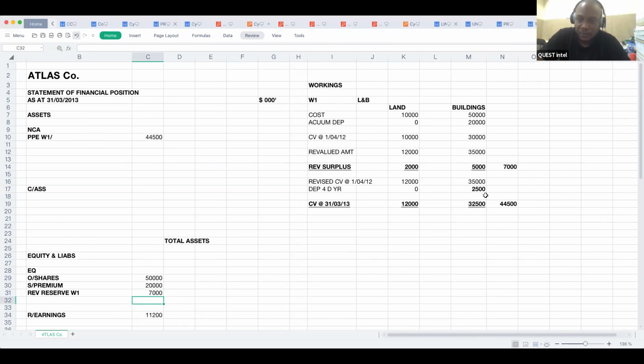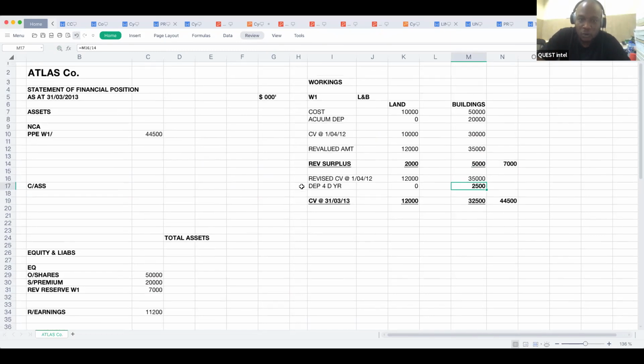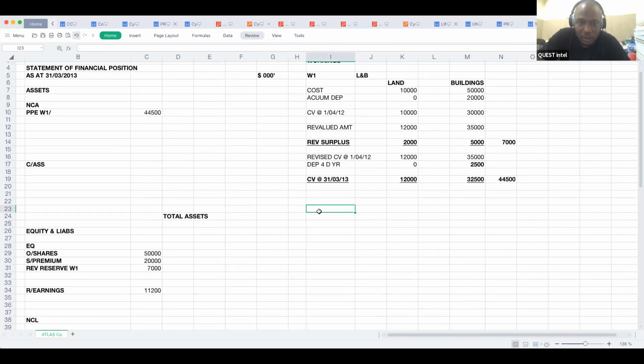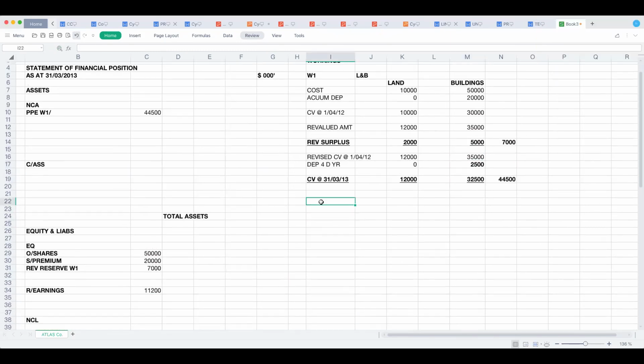And then finally, my depreciation. Remember, my depreciation goes to cost of sales. So I open work two. Sorry, Mr. Yes. Is there a reason why we're not looking at plant and equipment?